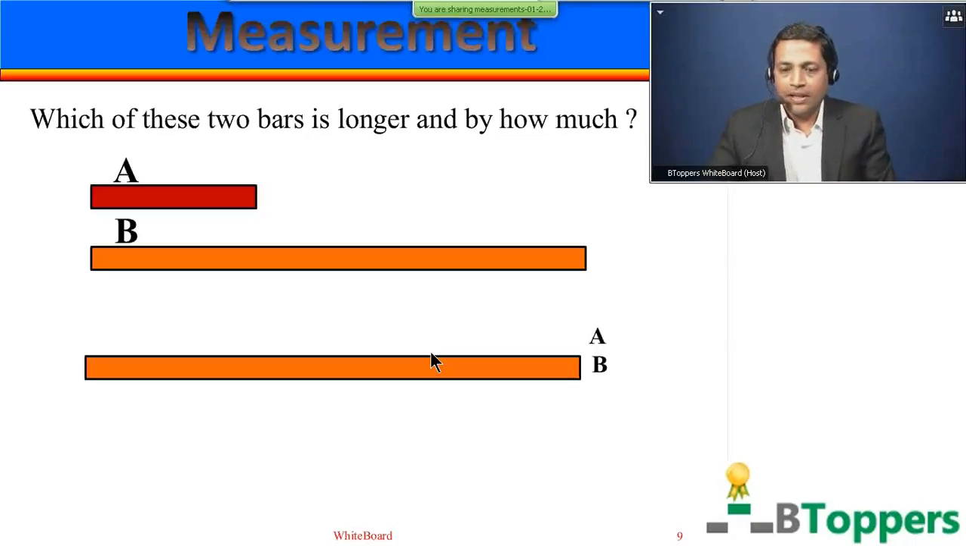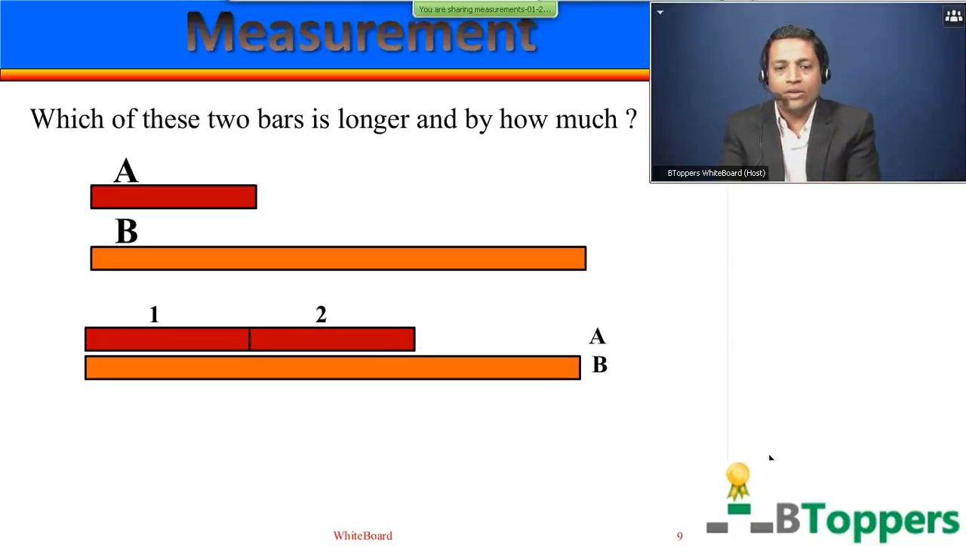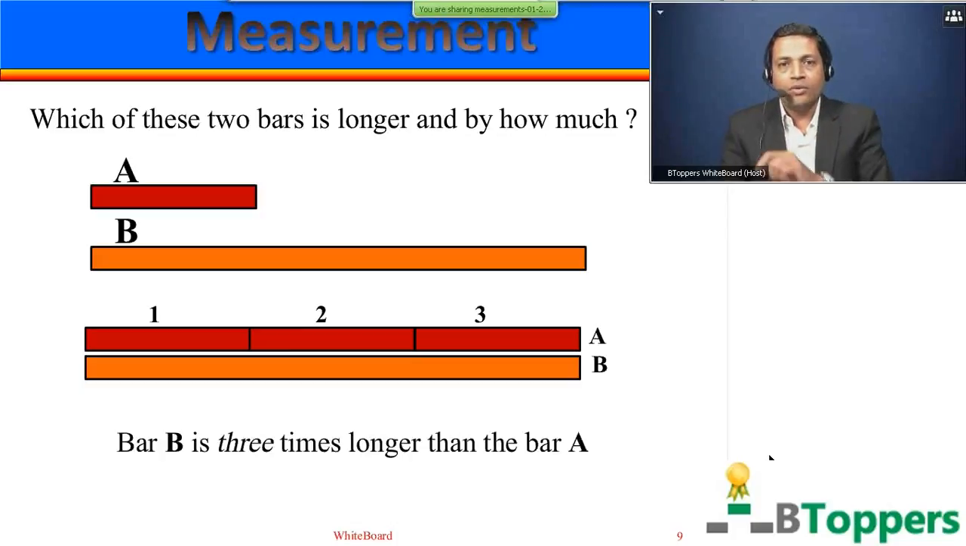So you take the bar B first. Then what you do is you place a bar A there. And are the lengths equal now? They are not. So you place another one identical to that. So now you have used up 2 bars. Are the lengths equal still? No. Then you put the third bar. Then you see that the length accommodated by 3 bars of A is exactly equal to the length accommodated by 1 bar of B. So now you can confidently say that the bar B is 3 times longer than the bar A. I hope this example is clear to you.